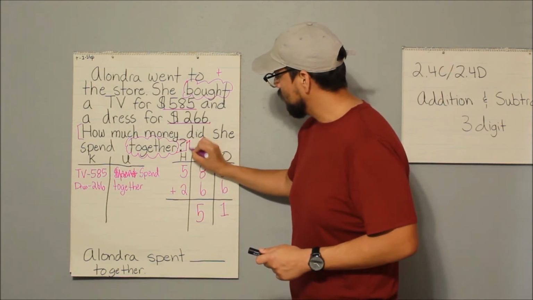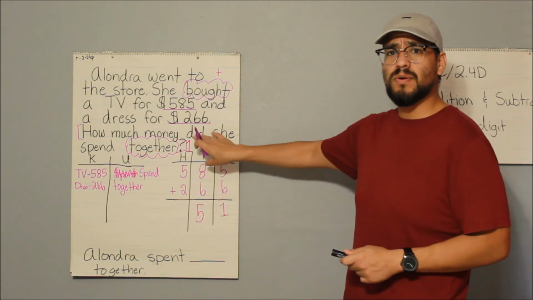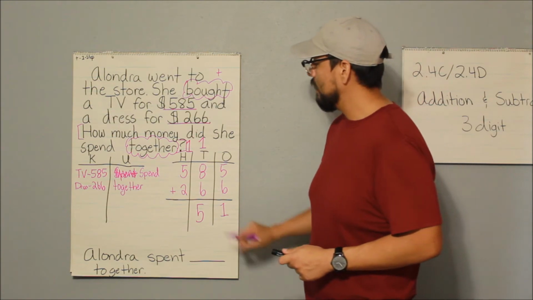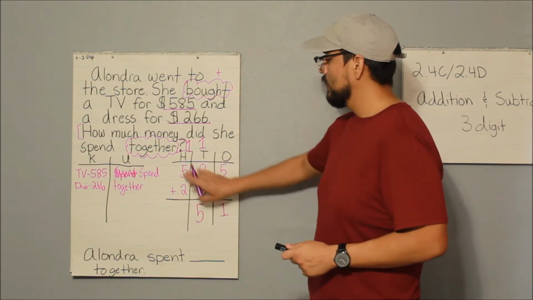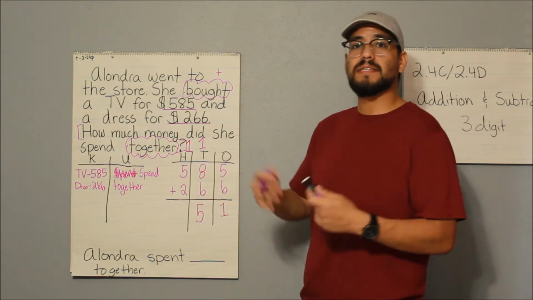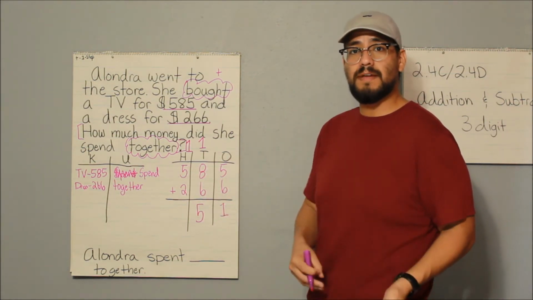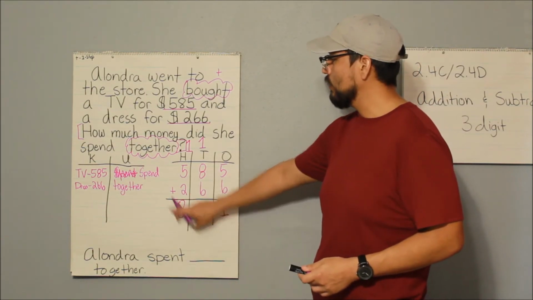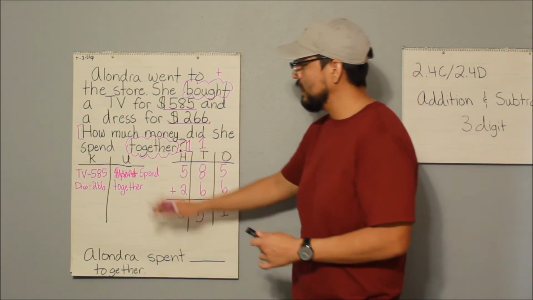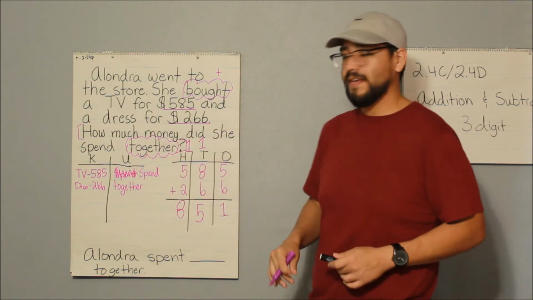I'm going to place my 1 here. I know it's a little difficult to see, but I think we know it's there. And then we have 1 plus 5 plus 2. 2 plus 5 is 7, or 5 plus 2 is 7, plus 8. 1 gives me, and there we go. We have our total that she spent together on the dress and TV.